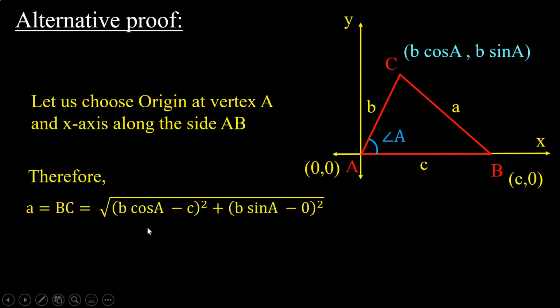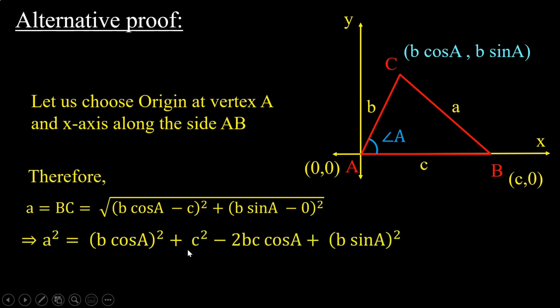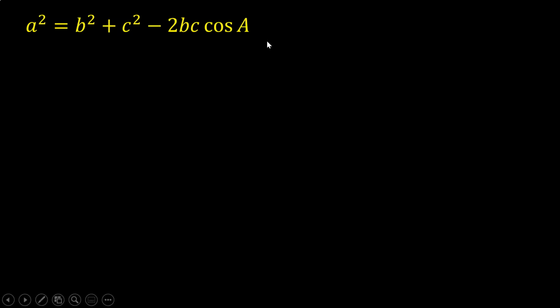Now squaring on both sides, what we have is a square is equal to (b cos A minus c) whole square plus (b sin A) whole square. Expanding this, we get (b cos A) whole square plus c square minus 2bc cos A plus (b sin A) whole square. Now the first term and the last term can be combined. So this will be b square cos square A plus b square sin square A, and that will give us b square. Therefore we have a square is equal to b square plus c square minus 2bc cos A. So this is another way to prove cosine rule.